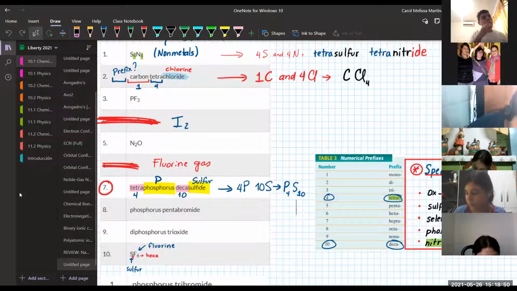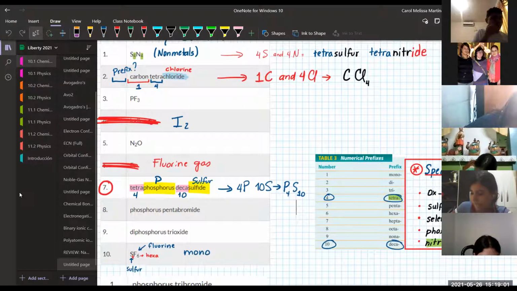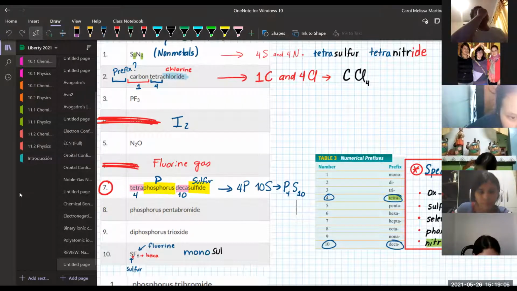Normally, when you don't have a subscript, we know it's 1, and 1 can be replaced by the prefix mono. Then you write the name of the element. Then you write the other prefix that is hexa. And then the result.